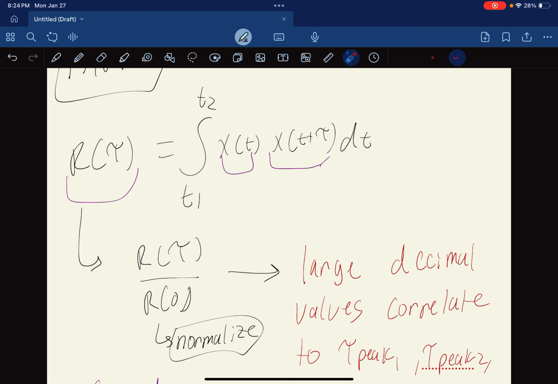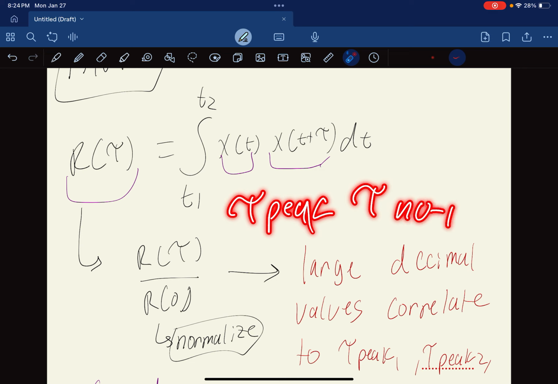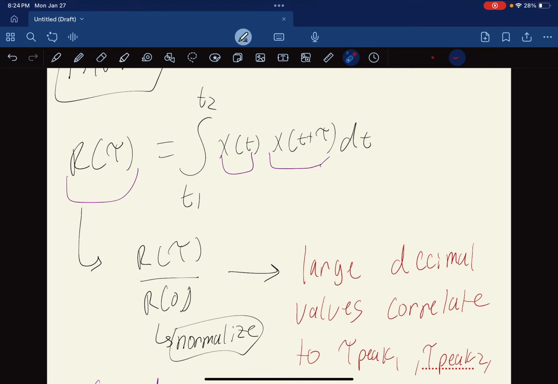When we normalize it like this, you're going to get some very large decimal values at particular points, say 0.67. That's a pretty high value that you can get at one particular tau. Let's just say at tau peak, you get a value of 0.67. Along with that, there are some time-shifted values where you get very, very low decimals, like 0.001. That's what we're interested in: tau peak times, and we'll call the other one tau no peak.